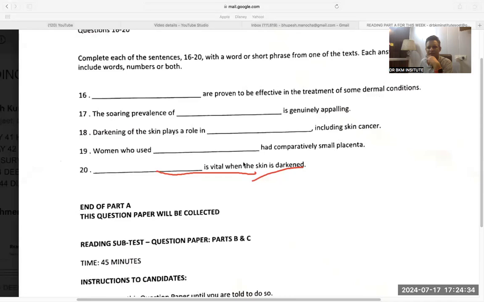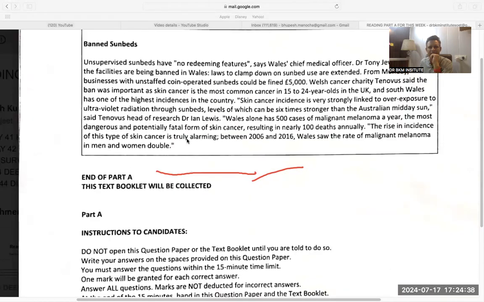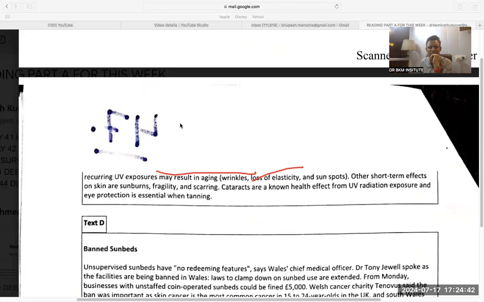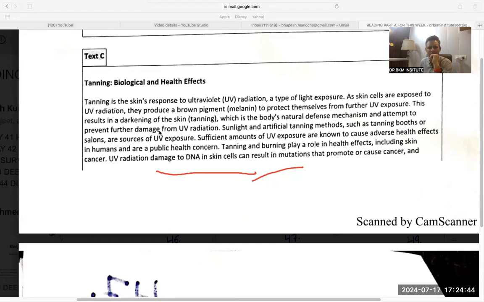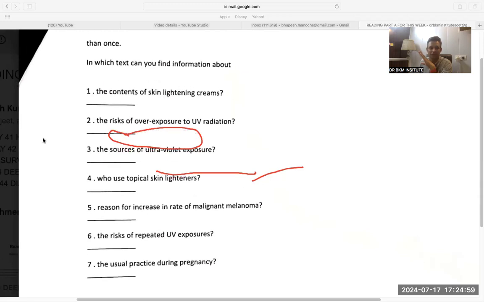Just a second. Dash is vital when the skin is darkened. So of course it should be maximum in this only, because the word darken has been used over here again and again. But now when I am doing this question, if you can understand what I'm teaching, I did not do the fourth question. Now I will go to my fourth question. See, it's not taking, sorry, third question. It did not take extra time because I remember the question.